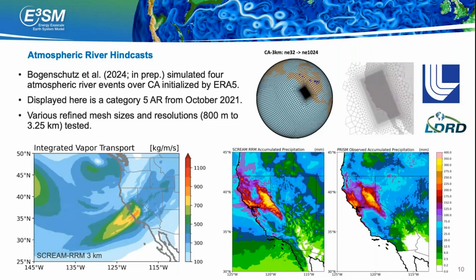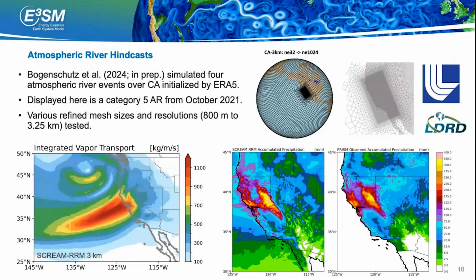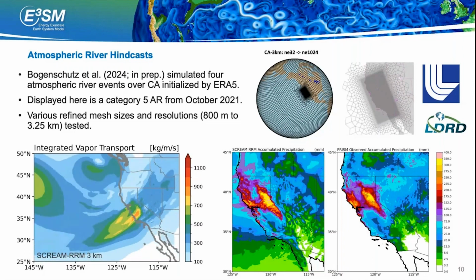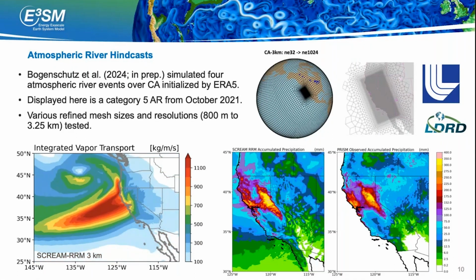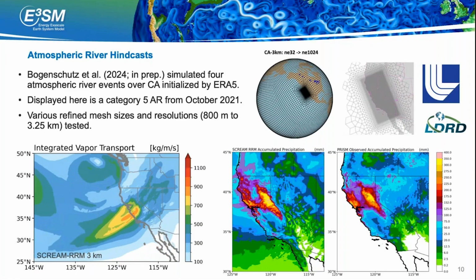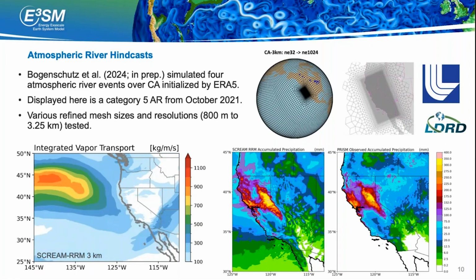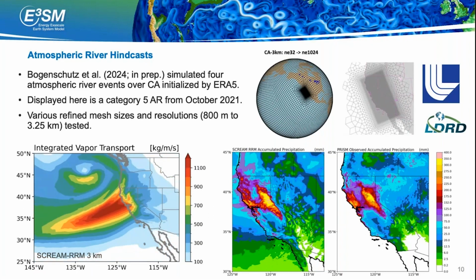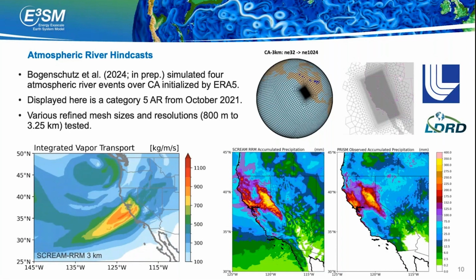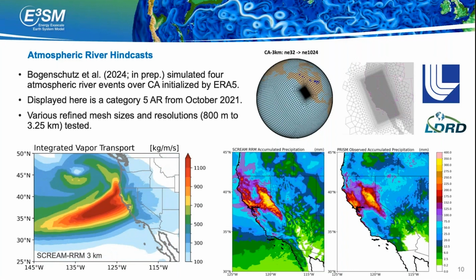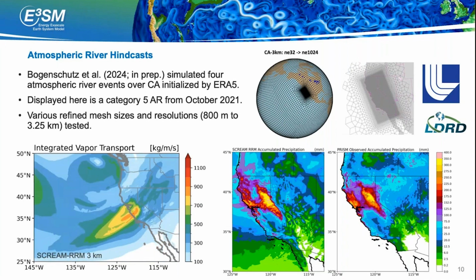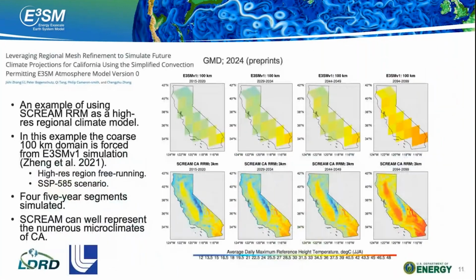Though we do note a tendency of SCREAM to have an overactive rain shadow effect, as depicted by the wet bias over topography and dry bias on the lee sides, such as in the Sacramento Valley and in western Nevada. Nonetheless, SCREAM RRM exhibits good skill in simulating California atmospheric rivers. As previously mentioned, this exact grid was used to perform decadal length simulations. Next slide, please. And these simulations were performed by postdoc Jishi Zhang.